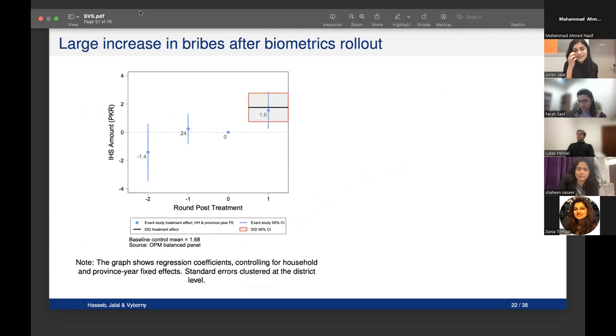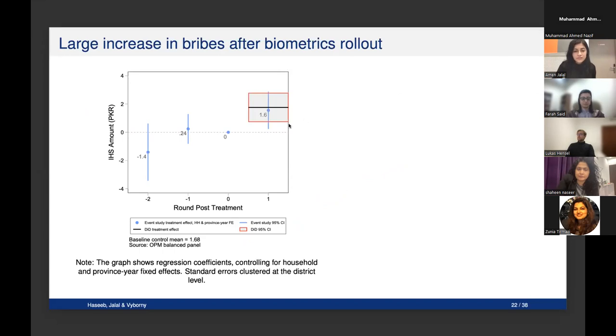All right. So now off to results. What we're showing you here is an event study specification where this is the post-treatment period and the outcome of interest is the log of amount paid in bribes, which is zero for people that did not have to pay any bribes. This black line shows you the diff-in-diff estimate, the blue coefficients of the event studies overlaid on each other, the grays the confidence interval of the diff-in-diff estimate.